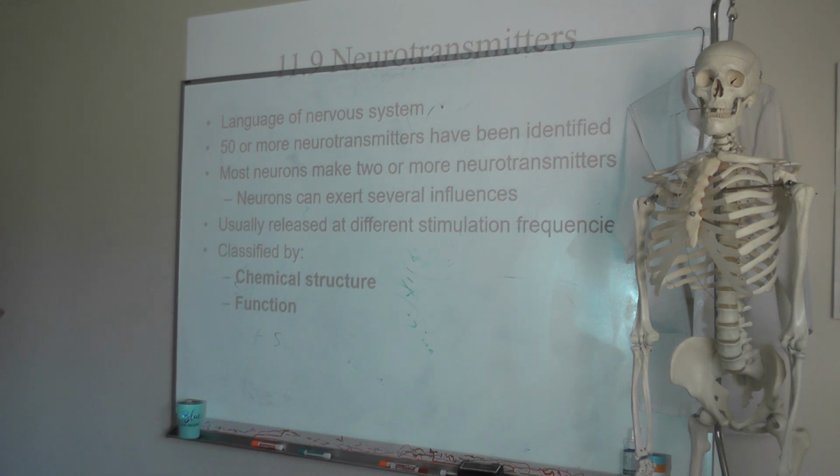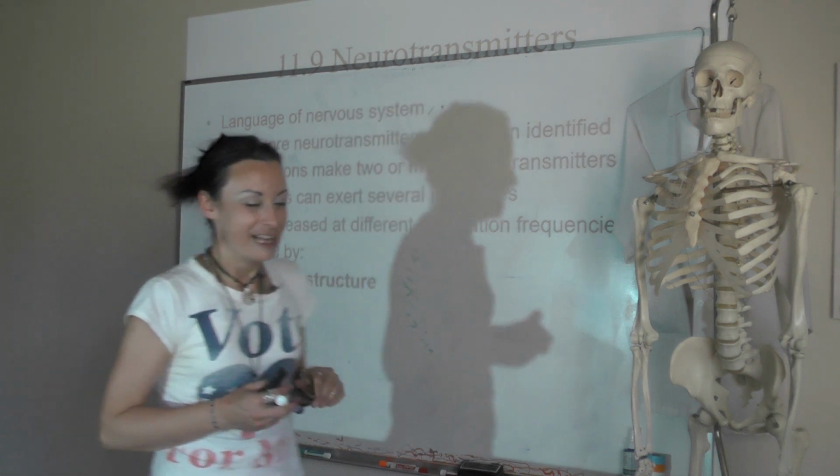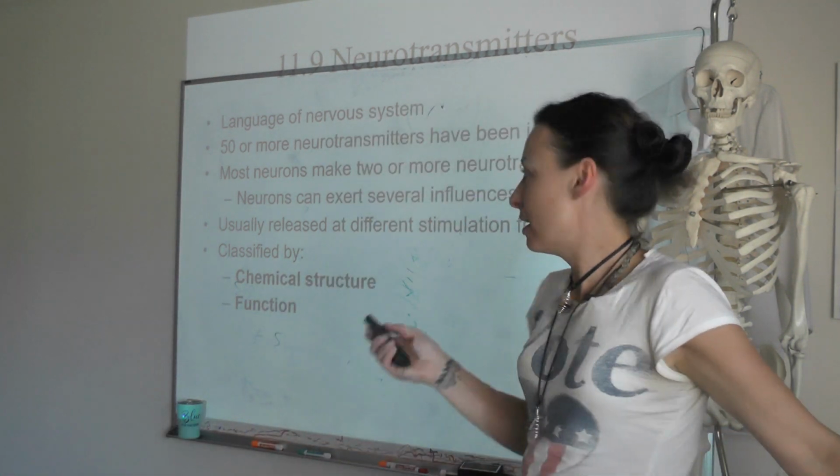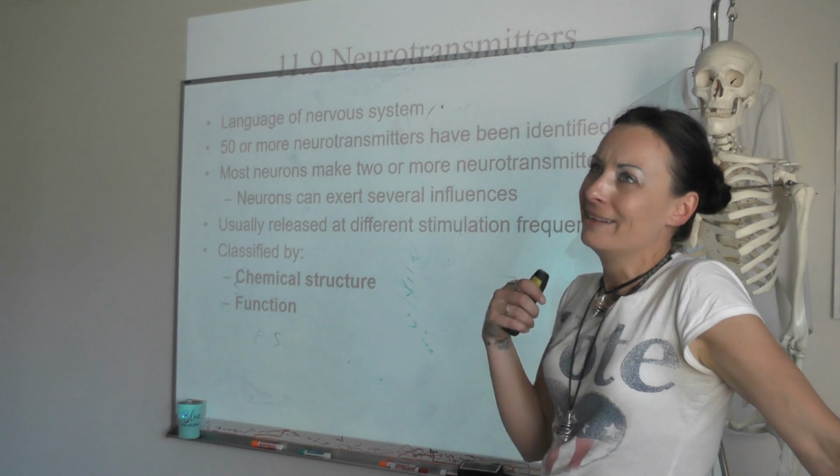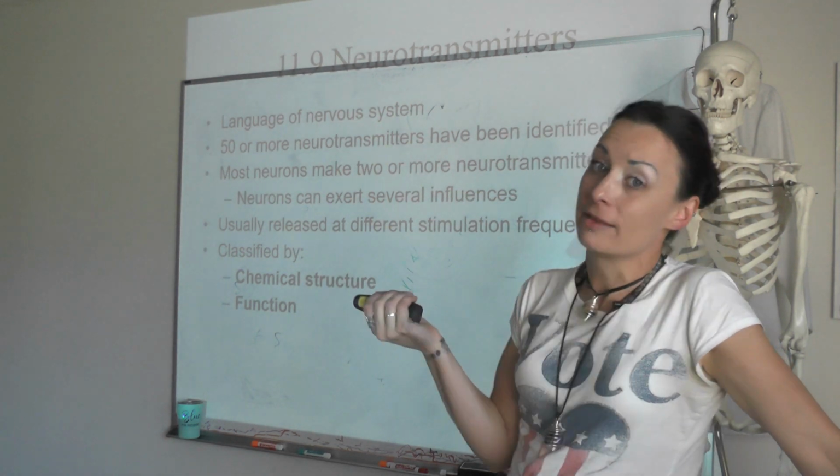Okay, we are almost done. So neurotransmitters, there are a lot of neurotransmitters. There are like 50 or more. We probably know next to nothing about the nervous system.